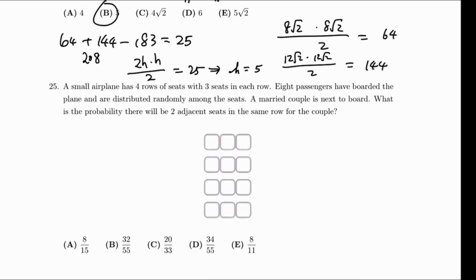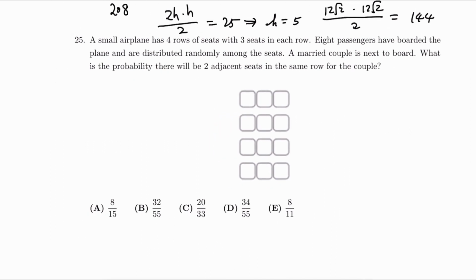All right, number 25. Number 25 says, a small airplane has 4 rows of seats with 3 seats in each row. 8 passengers have boarded the plane and are distributed randomly among the seats. So we don't care where exactly they are, but they are just distributed randomly. A married couple is next to board. What is the probability that there will be 2 adjacent seats in the same row for the couple? So apparently this airline does not have pre-assigned seats, but that's besides the point.